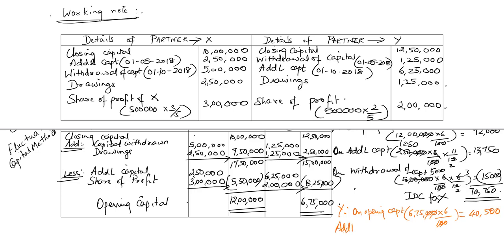Additional capital for Y rupees 6,25,000 at 6% from the date of introduction of capital, which is 1st October 2018 till the end of the year, which is again 6 months. Which is equal to 6,250 rupees into 3, which is equal to 18,750 rupees.